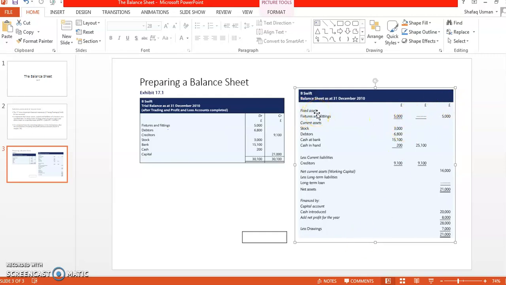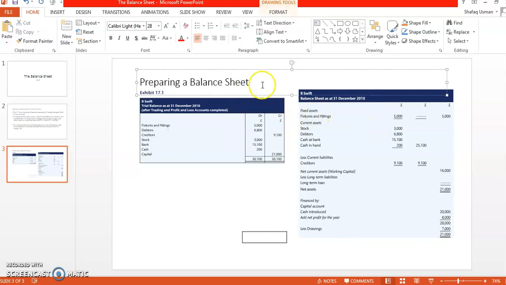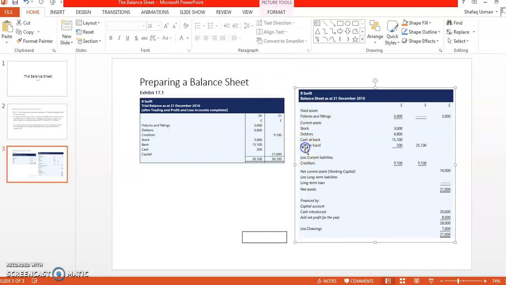Now I told you this is assets. It's going to be a depiction of your assets equals liability plus capital. Now there are 2 kinds of assets: fixed assets and current assets. Fixed assets are the assets which are used for more than 1 year. Current assets are the assets which can only be used, consumed within 1 year.